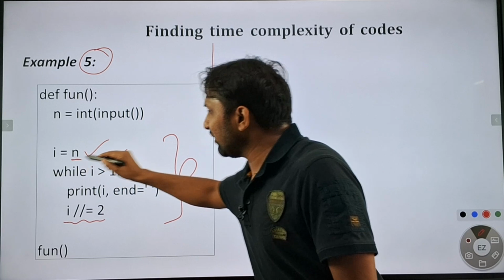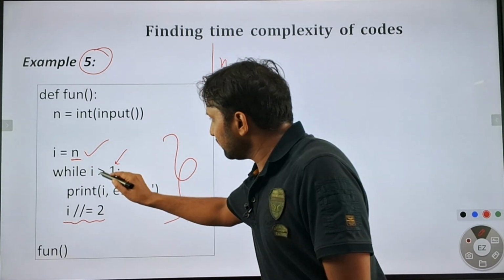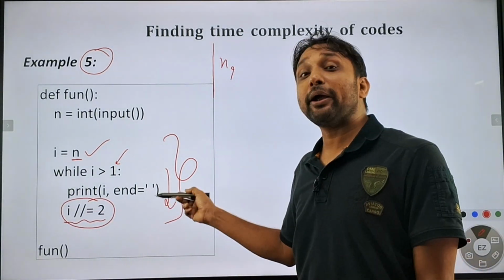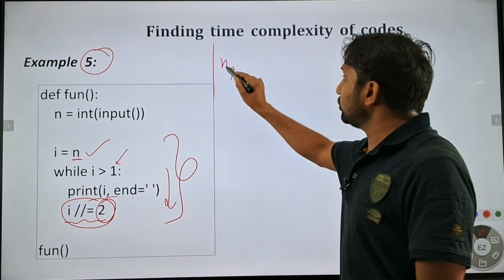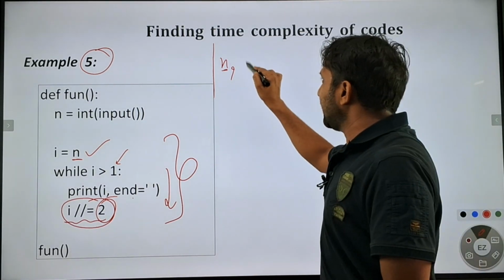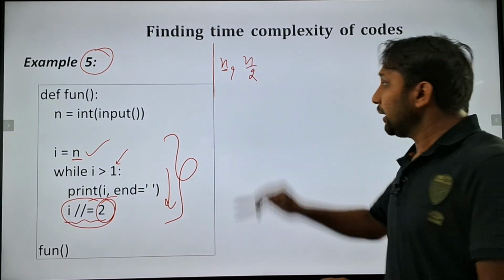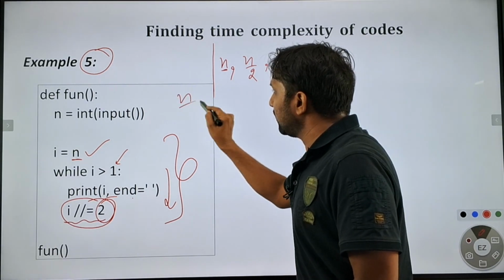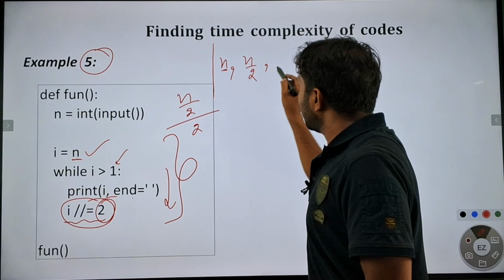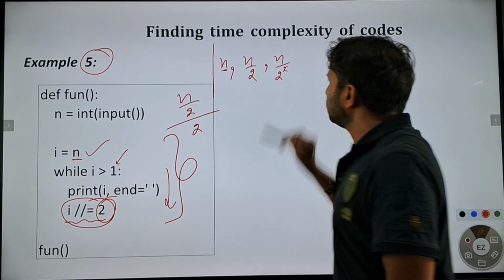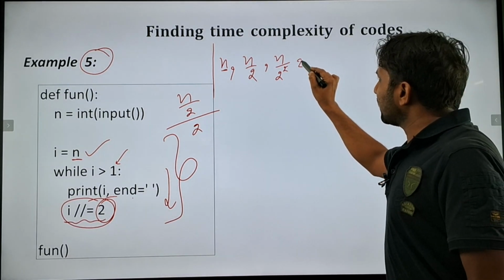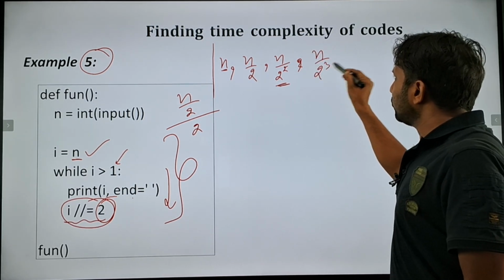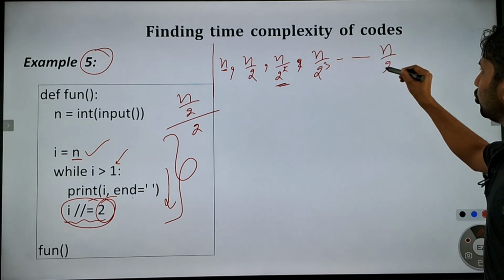So we start the I value with n. Now we will enter inside the loop. After entering, the I value will be n by 2, as we are dividing it by 2. So initially the I value is n. In the next iteration the I value will be n by 2. In the next iteration, whatever the previous value is, we divide by 2. So n divided by 2, divided by 2, which you can write as n divided by 2 power 2. Again, whatever you have over here, divide it by 2. So this will be n by 2 power 3, and so on, n by 2 power k.